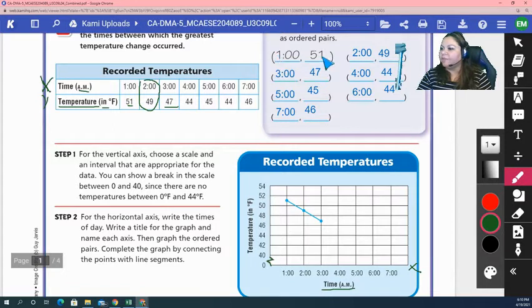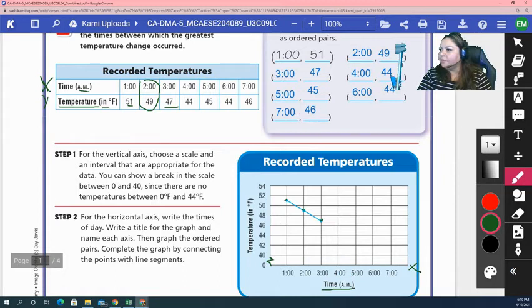So here we have 1 and 51. So at 1, it was 51. So 51 would be in the middle of 50 and 52. That's why the dot is right in the middle of those two numbers. And it's graphed, just like we learned yesterday. Then at 2 o'clock, it was 49. So that means at 2 in the x-axis, we go up and we stop at 49. 49 is between 48 and 50. So that goes in between those two lines. Then we go with 3, and 3 stops at 47. So that's between 46 and 48.